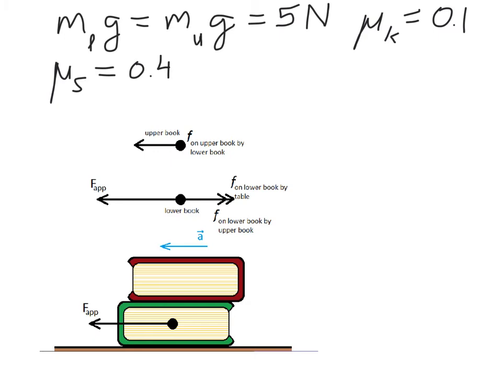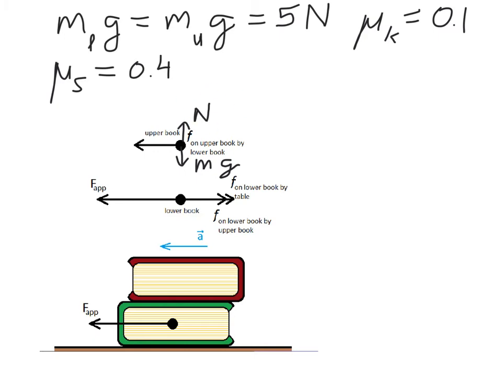Now, to determine how much we can push the lower book so that they move together as a pile, we focus first on the upper book, because that is the one that is being moved purely by friction. I have completed the free body diagram, adding the weight of the upper book and the normal force by the lower book on the upper book. Since these two forces balance each other, and we know that the weight is 5 newtons, then the normal force must also be 5 newtons.